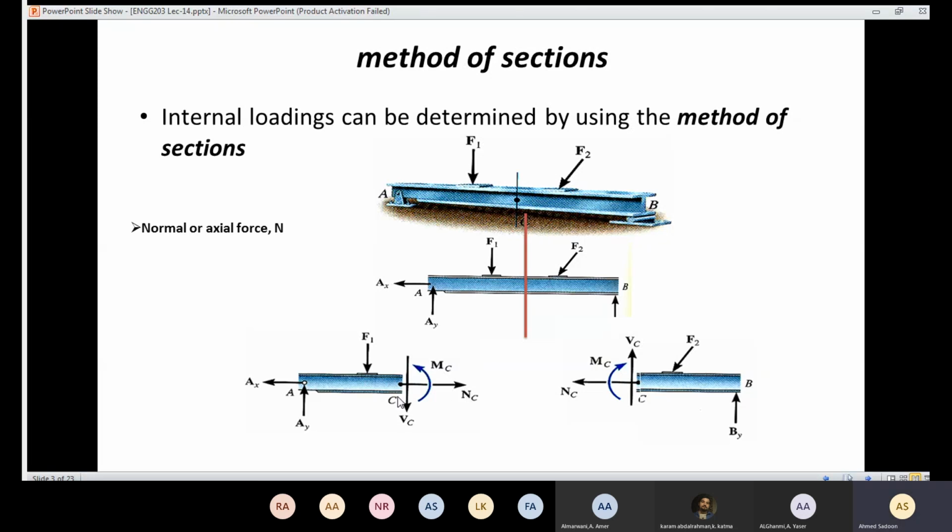We have another component which is tangent to the section. We are going to call this shear force, V. So here we have VC, and here we have NC. And finally, we are going to have bending moment. Here we have a couple moment, so we are going to call this bending moment.